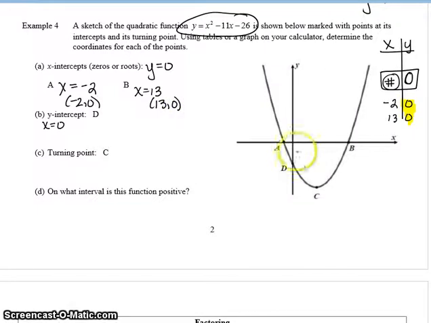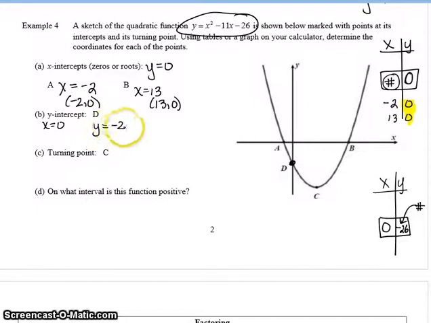Okay, y-intercept, you're trying to figure out where this is crossing over the y. So in your chart, it's where x is equal to 0. So when x is 0, you're going to look over here and see what that number is on the y, and it ends up being -26. So the y-intercept is at y equals -26. Again, it has a coordinate of 0, -26.